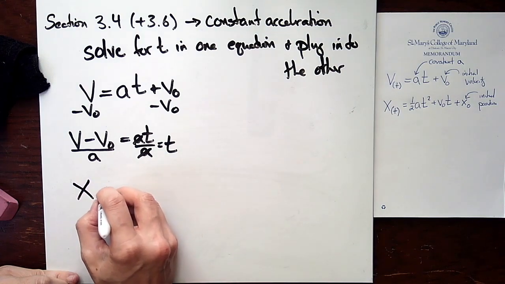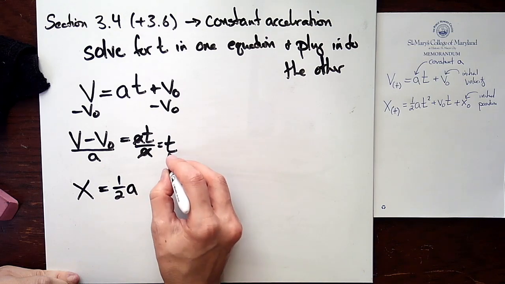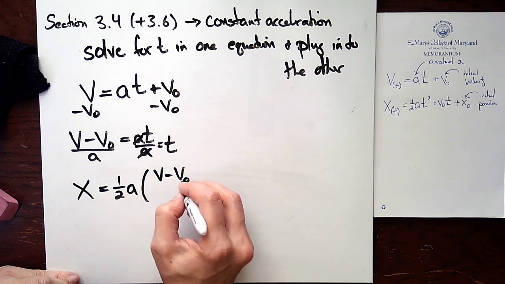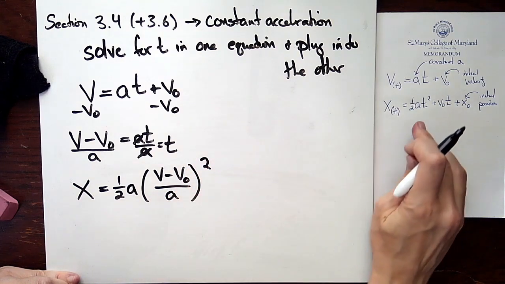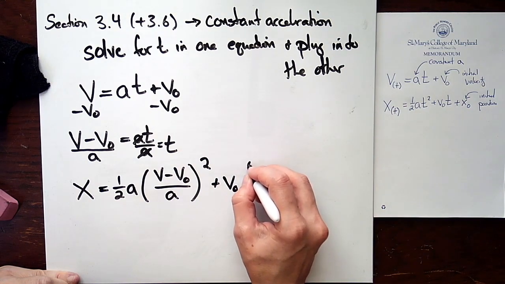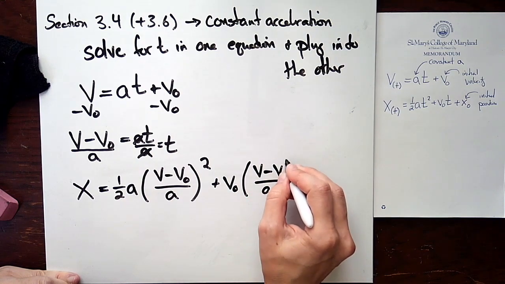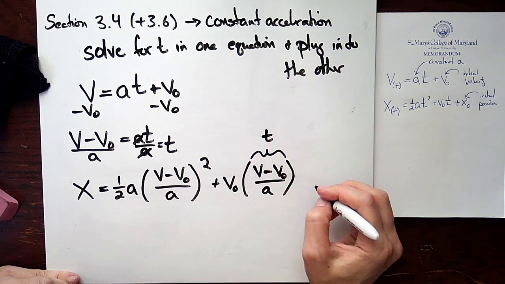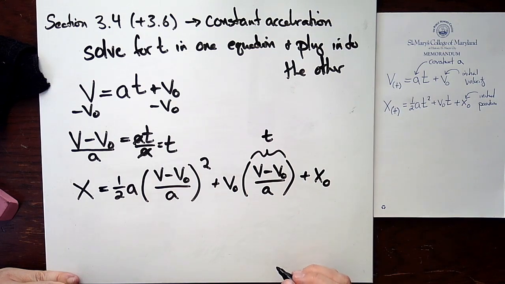So position equals 1/2 acceleration multiplied by time squared, so we're going to have to put in everything that's equal to time, v minus v naught over a, square the whole thing, taking care of this term, on to the next term, v naught, plug in everything that time is equal to. So that's time, this was time squared, and then our third term, which is just initial position.